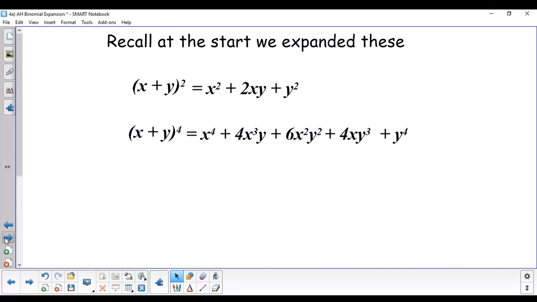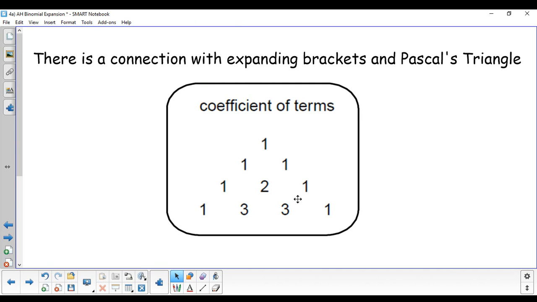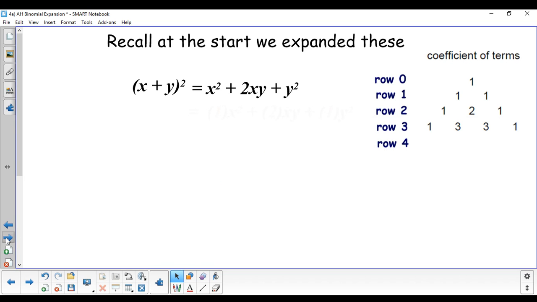way. Recall at the start we expanded these, so x squared plus 2xy plus y squared was what you had when you expanded a square bracket, which you know, and then we used that with a multiplication grid to do that. Well, there's actually a connection between the Pascal triangle you did in the last exercise and expanding brackets, and that's what we're going to look at today. (x plus y) all squared has coefficients 1, 2, and 1. Now, if you consider that's to the power of 2 in the bracket, it belongs to row 2, and you'll see 1, 2, 1 appear here.